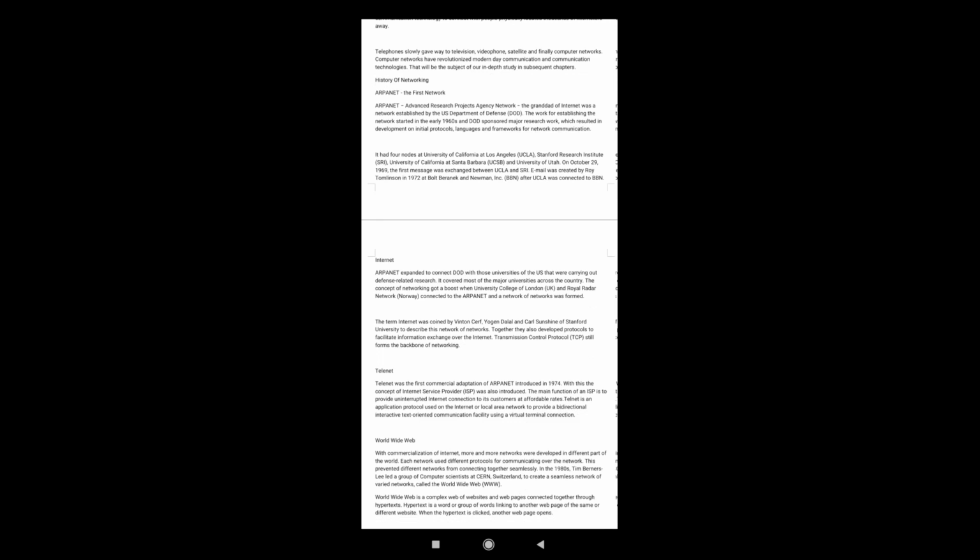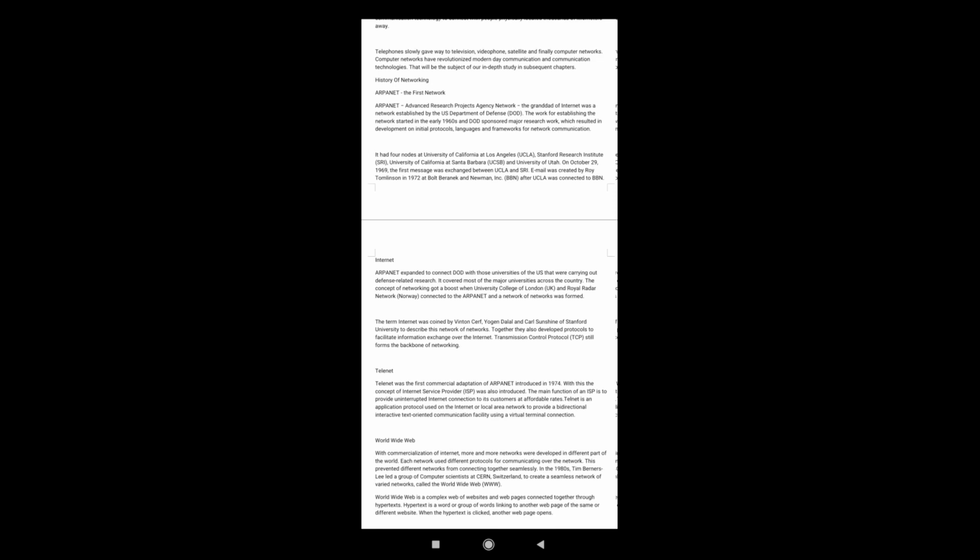Then from there we go on to what is called Telnet. Telnet was the first commercial adaptation of the ARPANET, introduced in 1978. With this, the concept of the internet service provider was also introduced. The main function of the ISP is to provide undisrupted internet connection to its customers at affordable rates.